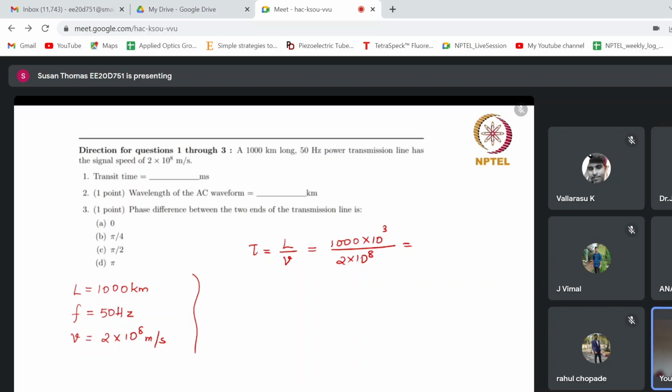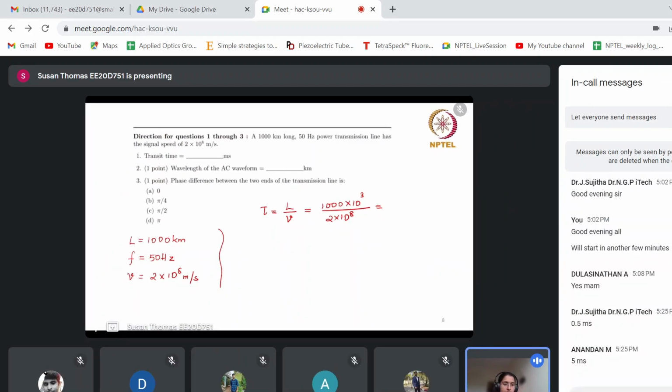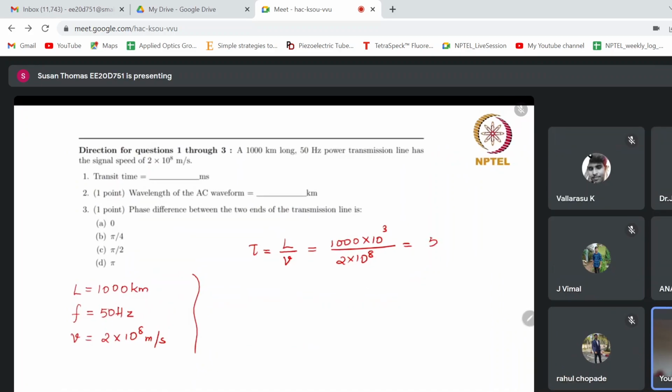So I expect some answers in the chat. I think the very first question is a very simple question. Try to give the answers in milliseconds. You can all try. It's very simple. Yes, I think someone has answered. A few answers have come. I'm seeing the chat. Most of you are very close. So this is a very simple question. The answer is 5 milliseconds.